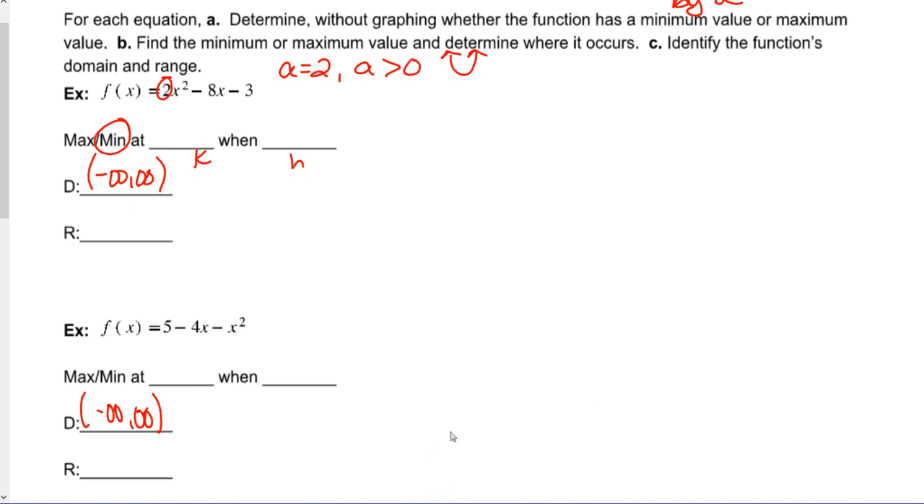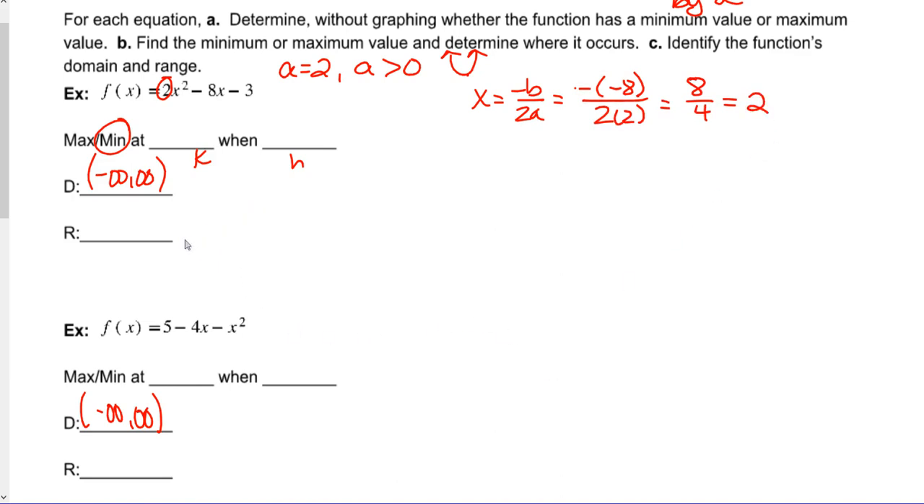Now, where is that minimum going to occur? Well, the minimum occurs at negative b over 2a for the x value. I have to determine this first, and then I'm going to plug it into my function to determine the y value of my vertex. So b here in this case is negative 8, so I need the opposite of negative 8 all over 2a, which is 2. So this becomes an 8 over 4, which is 2.